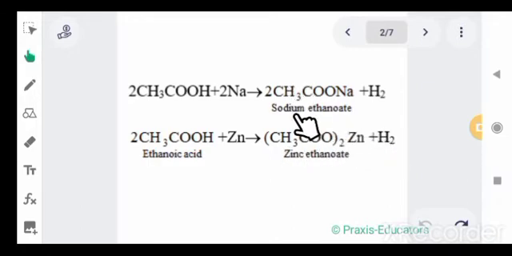Then the other products formed here: we have sodium ethanoate, a salt. We also have zinc ethanoate, formed in the second reaction.